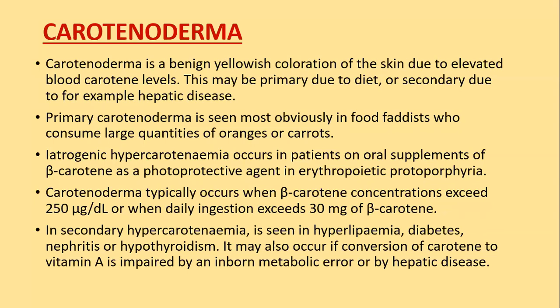The iatrogenic carotenoderma occurs in patients on oral supplements of beta-carotene as a photoprotective agent in erythropoietic protoporphyria. The carotenoderma typically occurs when beta-carotene concentration exceeds 200 microgram per deciliter, with daily ingestion exceeding 30 milligram of beta-carotenes.